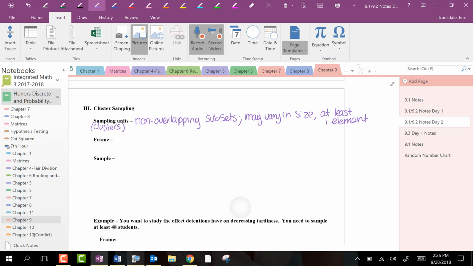Okay, a frame is the complete list of clusters or your sampling units. When you write all of them out, that's your frame. Your sample is a group of clusters selected from the frame.